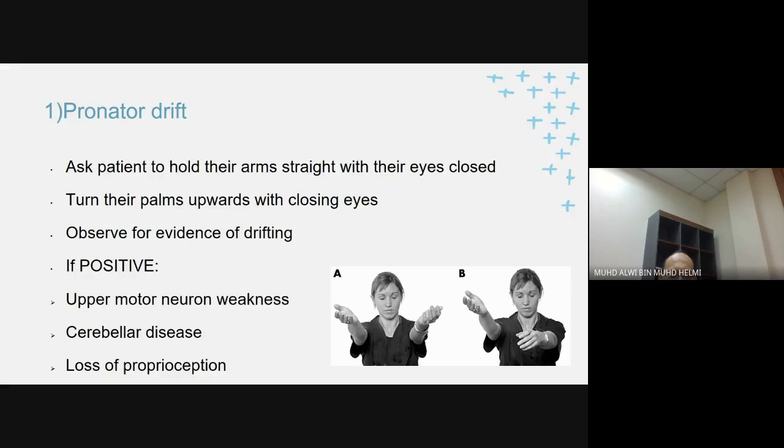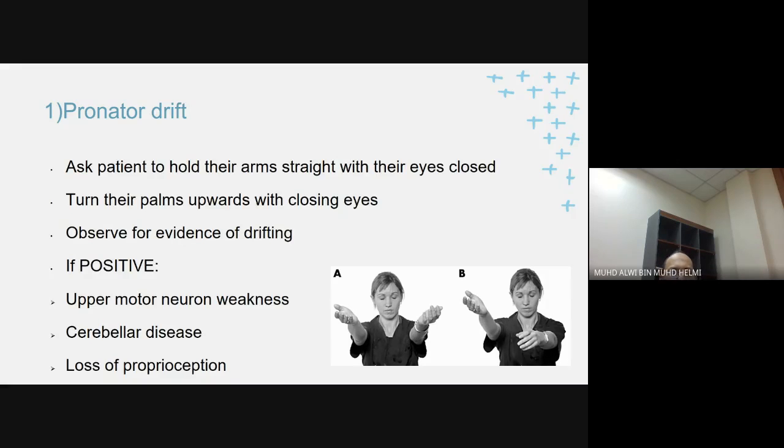Okay, I think you need to look for this, I mean, how to differentiate. What is the difference between pronator drift finding in cerebellar, in proprioception, and also in upper motor neuron weakness? Especially the proximal. You don't get upper motor neuron weakness if you get weakness distally. Distal muscle weakness, you won't get pronator drift. You get pronator drift if you got proximal muscle weakness.